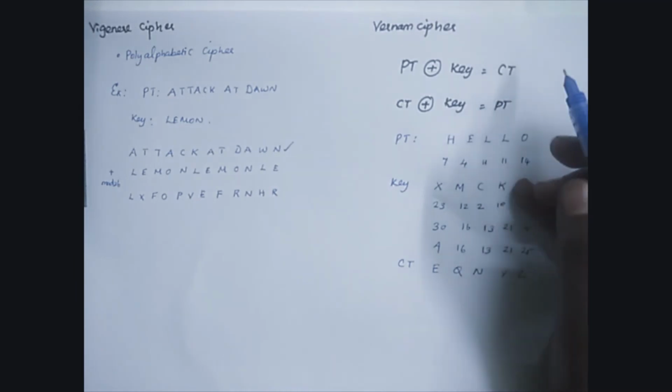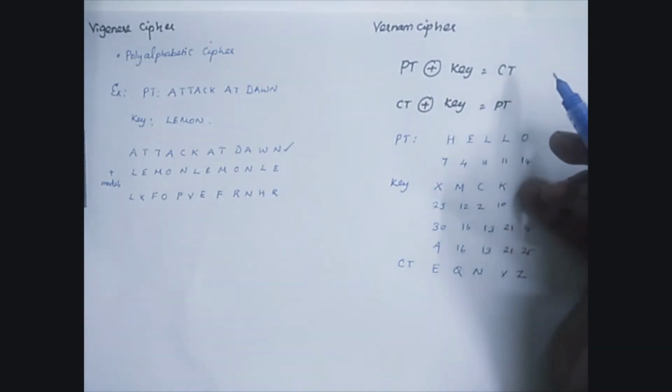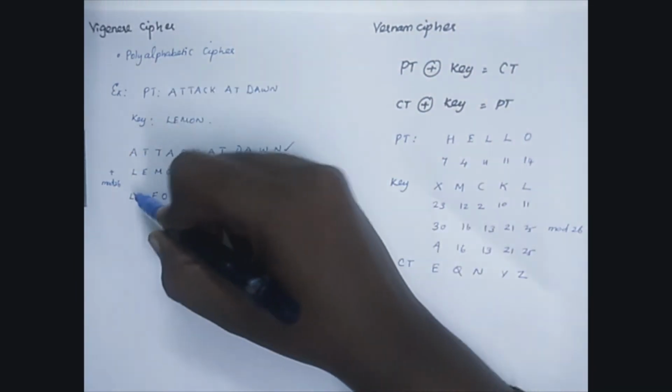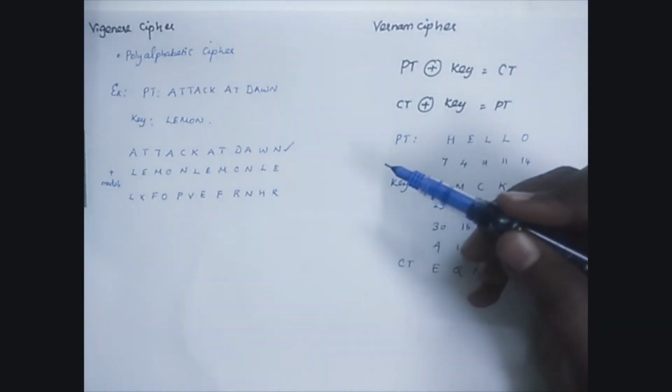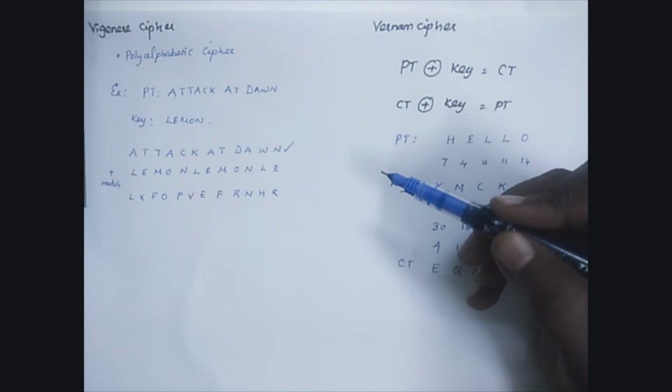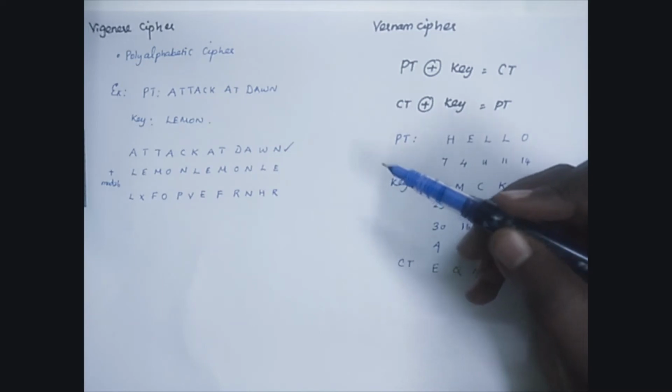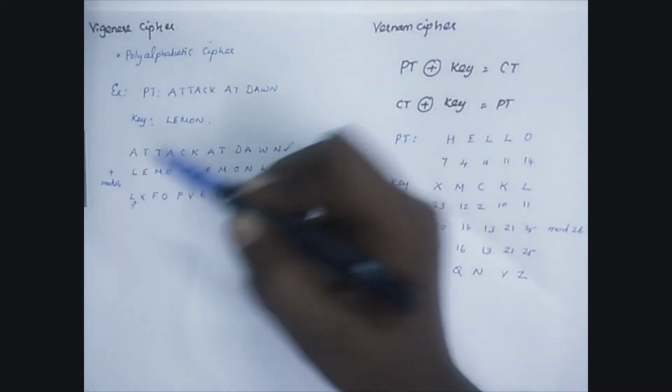After that we need to add the numerical values of these two characters to get the ciphertext value. So the numeric value of A is 0 and the numeric value of L is 11. 0 plus 11 mod 26 is 11. Finally we get the ciphertext as L.